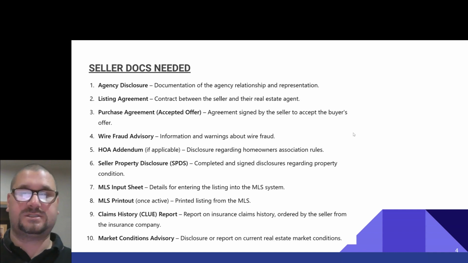The SPUDS, seller property disclosure statement. So that's the SPUDS. It's a completed and signed disclosure regarding property condition. So this, literally what it says, can the agent fill this out? No, the seller must fill out the seller property disclosure statement. MLS input sheet. This is details for entering the listing into the MLS system. The MLS printout, once it's active, print it out, listed from the MLS.